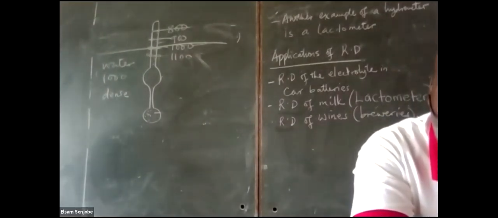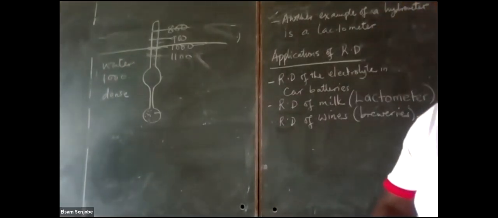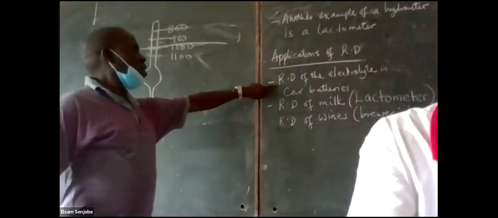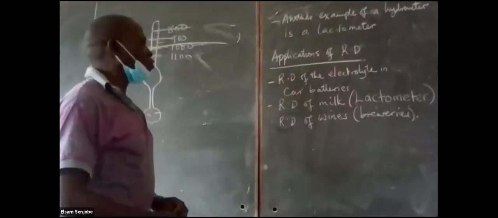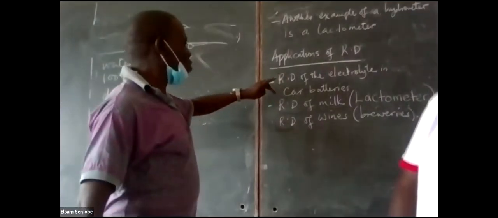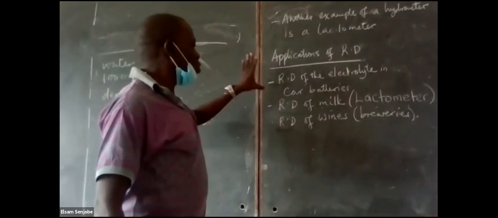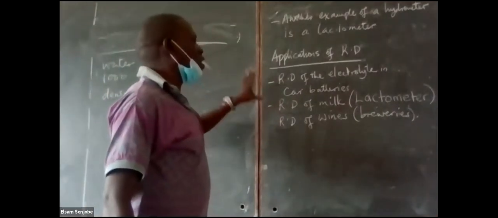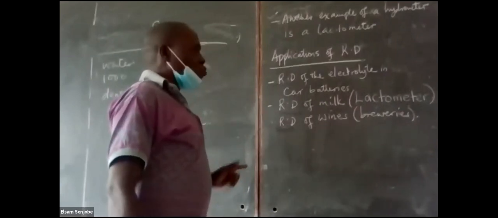Okay, what was the other question? The coloring, I think I answered the coloring. How it is used in those, like milk. Now, I told you that in all these industries, I've talked about car batteries, milk, and wines, the values of the relative density determine the quality of that liquid and therefore its use.